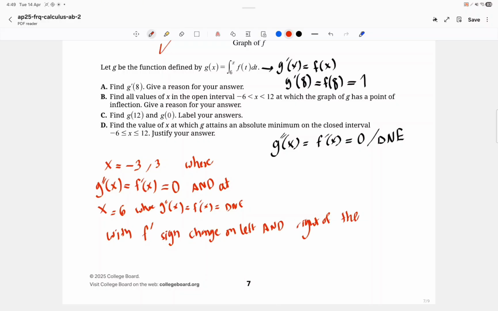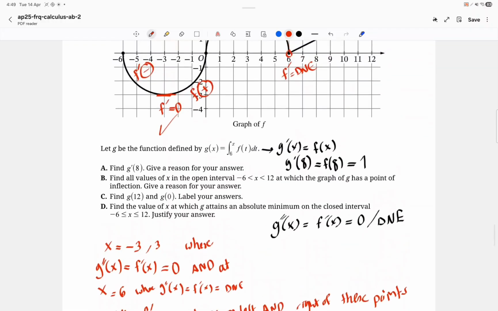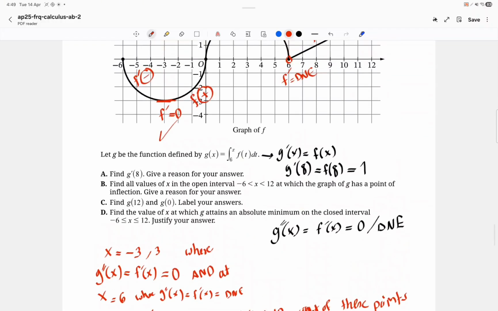of these points. You must guarantee the sign change to guarantee it being an inflection point. Like for example, if it was something like this, even though it's 0 here, it's not an inflection point because it was positive f prime and still positive f prime. That doesn't count, right?